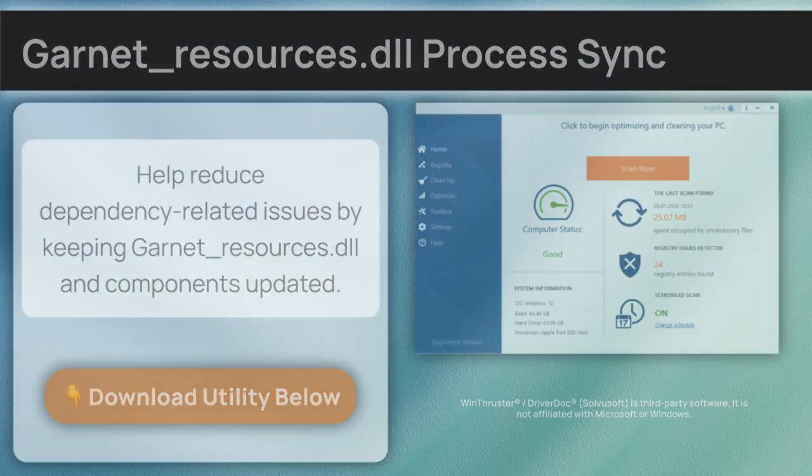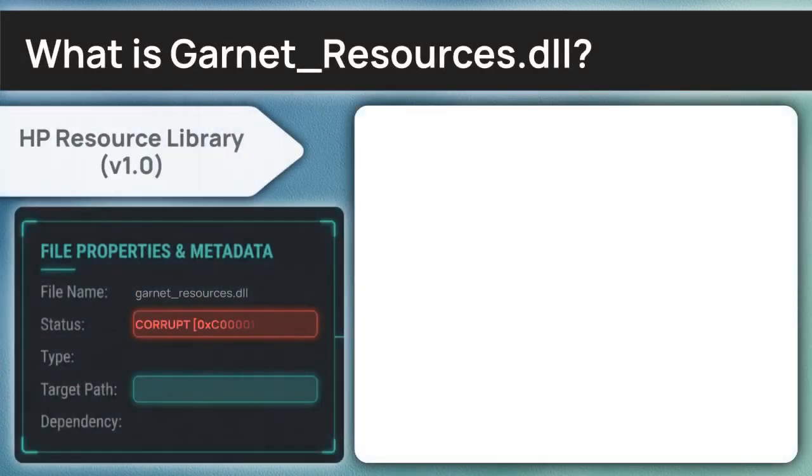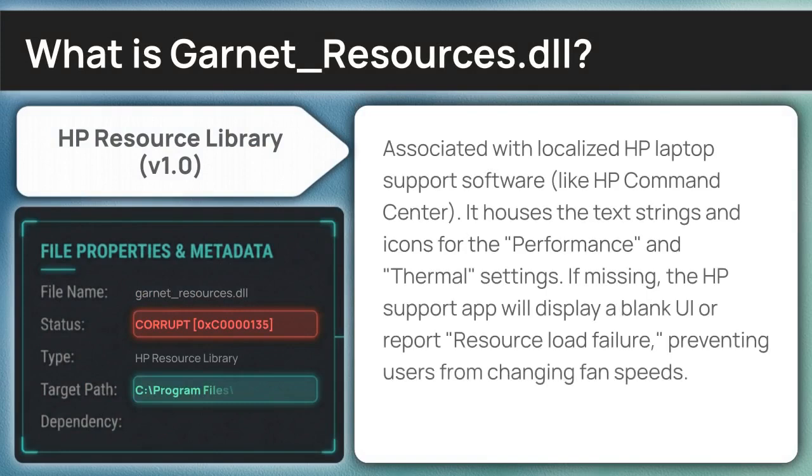This is the Garnet Resource Library, associated with localized HP laptop support software like HP Command Center. It houses the text strings and icons for the performance and thermal settings. If missing, the HP support app will display a blank UI or report resource load failure, preventing users from changing fan speeds. Now let's dive into the solution, starting with a standard reinstallation.